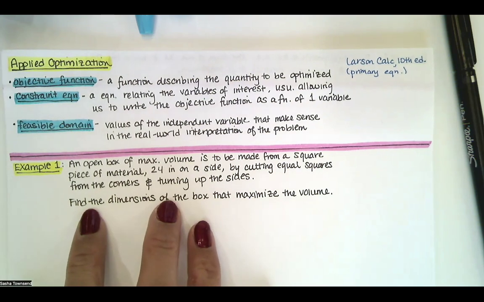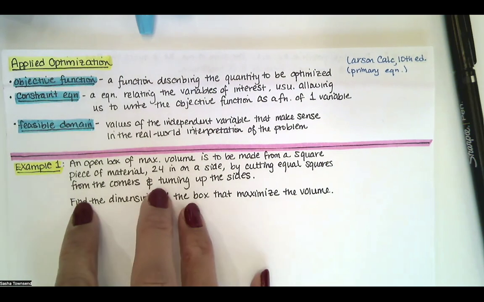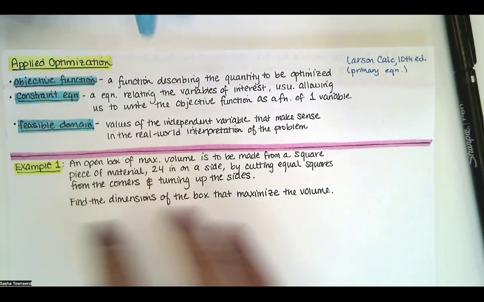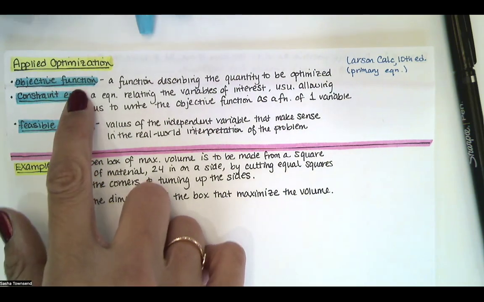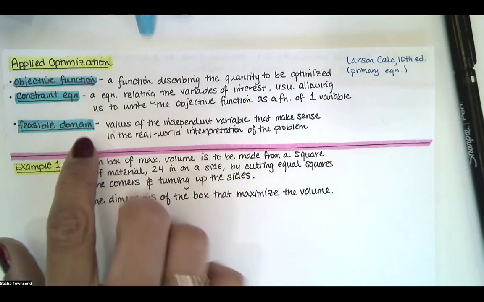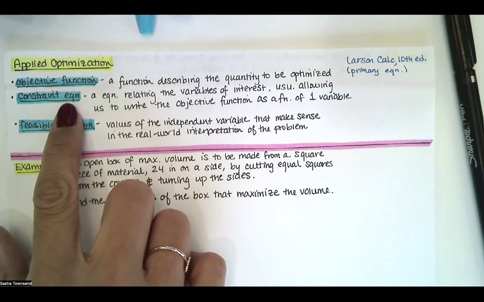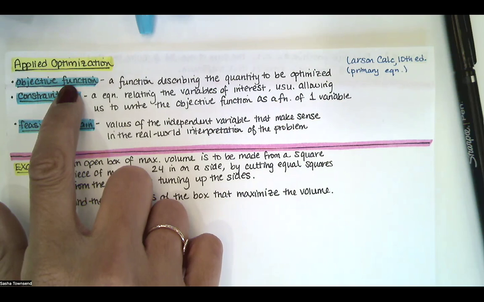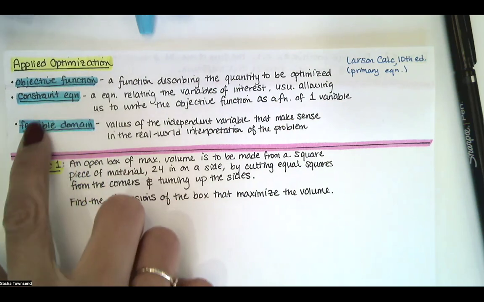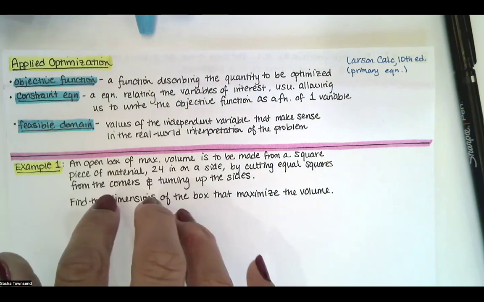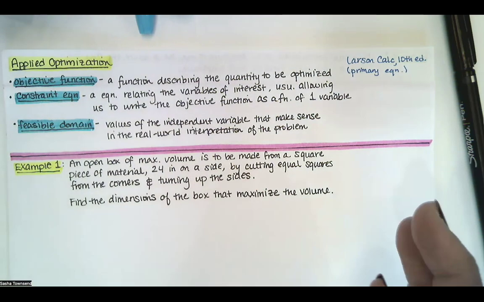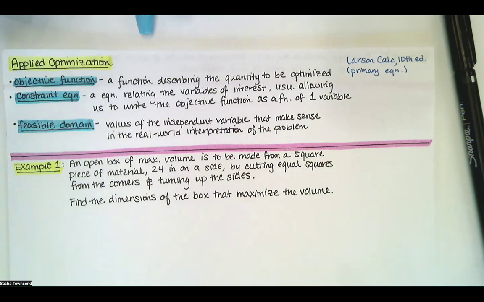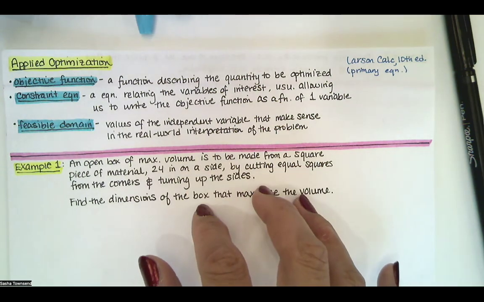So here's our first example. Our goal in reading this is to write down everything that's important. We're going to try to find that objective function, write it in terms of one variable. If there's a constraint equation, we want to write that down as well so that we can write that objective function in terms of one variable. We want to think about the feasible domain given the problem statement, and then we want to solve the problem. Sometimes we'll have to draw a picture. It's often appropriate to draw a picture, and it'll just depend on the problem.